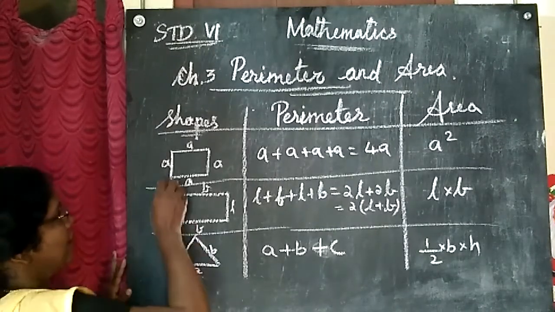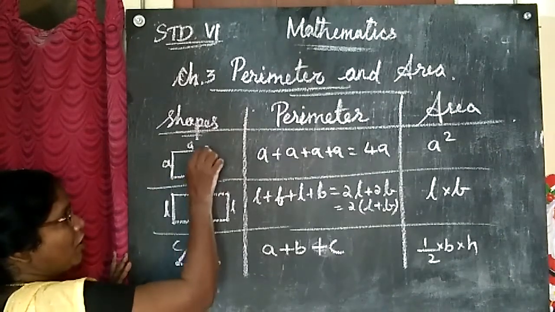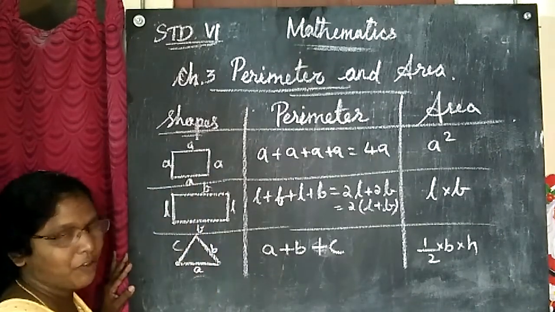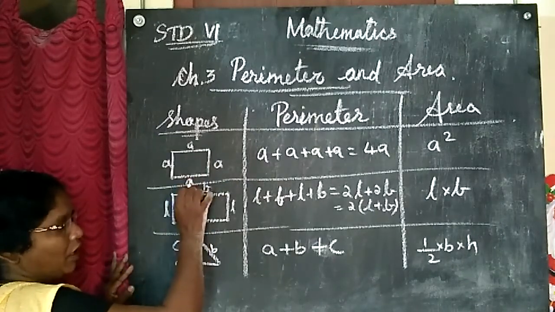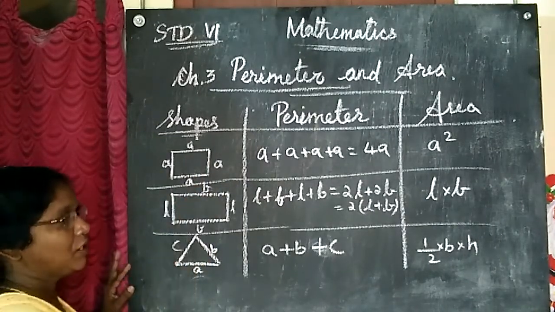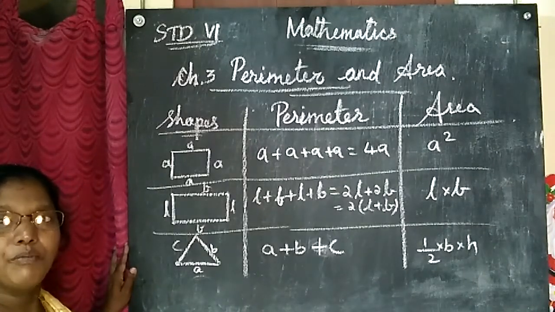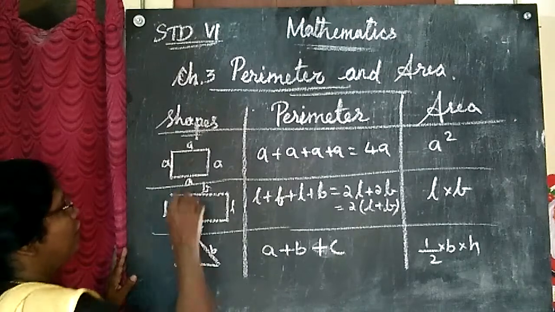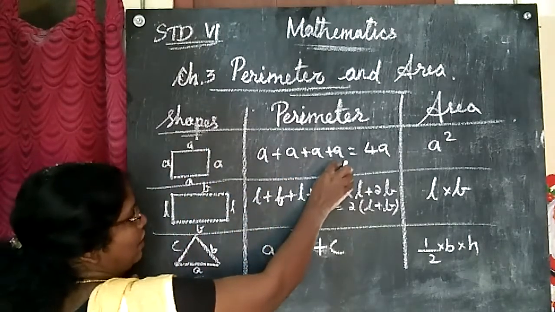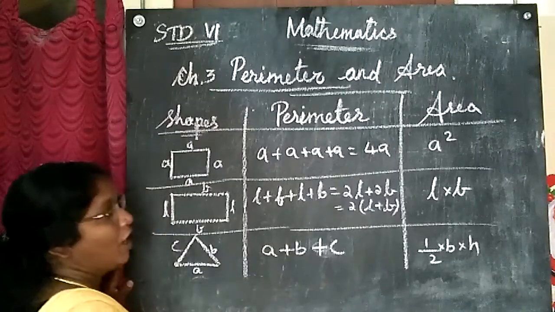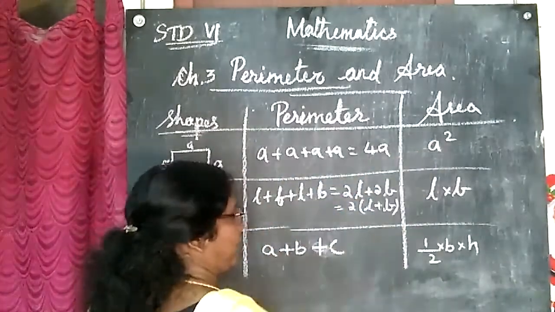How many sides does the square have? 4 sides. Square means all the 4 sides are equal. You know that, is it? So here A means all the 4 sides will be A only. To find out the perimeter, we must add all the sides. We must find the sum of the sides of the square. So A plus A plus A plus A, that is equal to 4A. How to find out area? A into A, A square.